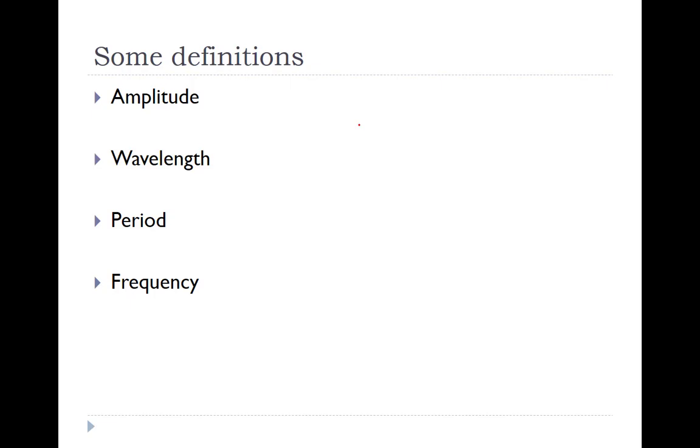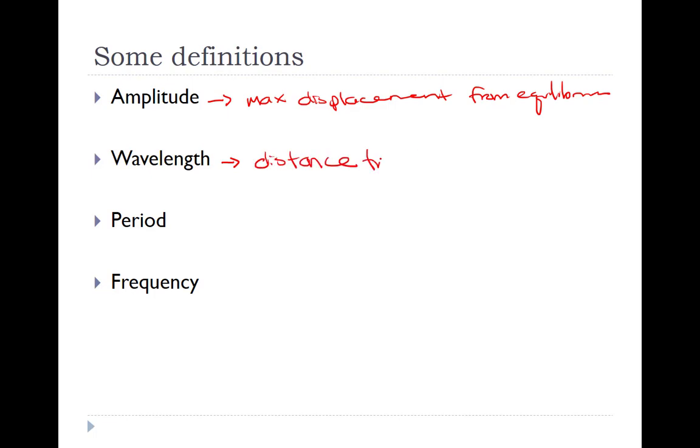So some definitions. Amplitude is the maximum displacement again from equilibrium. Wavelength is one we haven't seen before, but wavelength is very similar to period in that wavelength is the distance that the wave travels in one cycle.